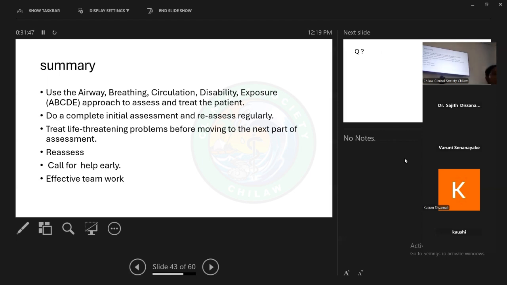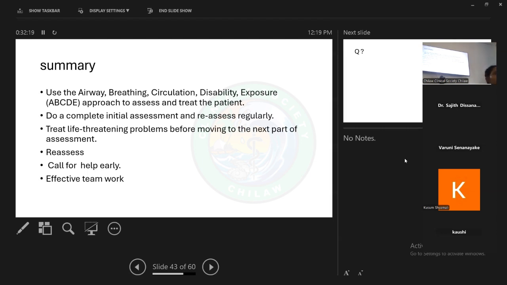Okay, so in summary, follow the ABCDE approach. I know it's a broad topic, but I wanted to highlight the principles of identifying the airway problems, breathing, what things to be looked into, circulation to look for the perfusion, disability, how to resuscitate the brain, and exposure. Then once you stabilize, do a complete examination and reassess. Treat the life-threatening problems first. First save the life, then find the cause. It's very important. Sometimes we miss that.